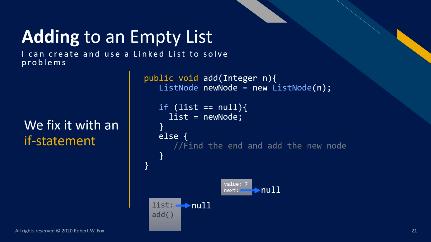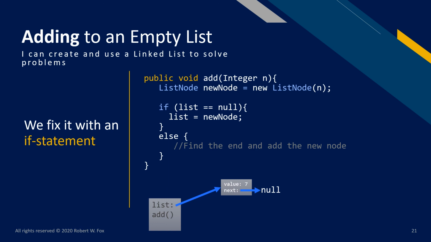The way we're going to fix this is using an if statement. Remember that we've created our new node, and now right at the beginning we're going to do a check. We're going to say if list equals null. Remember, list always refers to the first element. So what we're saying here is, if there's no elements, if the list is empty, then it will simply say list equals new node. List equals that first value, and now our list is not empty. The list reference now refers to the first element in our list.